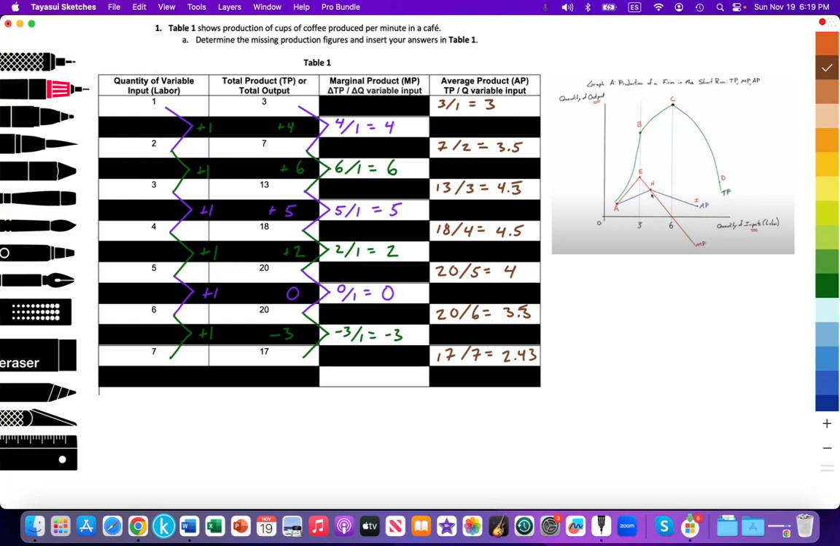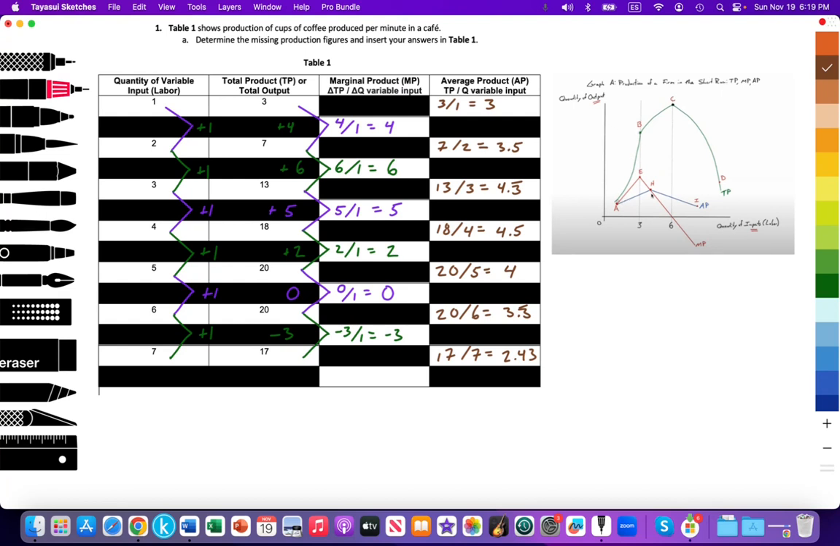So the total product function we see as we go from 0 to 3 workers, going from 1 worker, the second worker, the third worker, we see that the total product is increasing from 3 to 7 to 13. So it's increasing at an increasing rate due to specialization of labor, workers dividing tasks between them, not getting into each other's way. There's enough resources between them, so we're getting increasing total productivity.